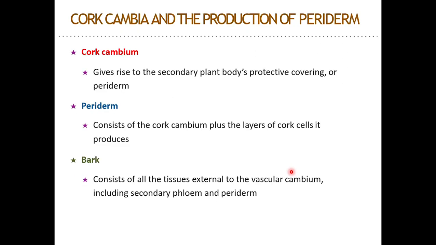So cork cambia and the production of periderm. Cork cambium gives rise to the secondary plant body's protective covering, or the periderm. So the periderm consists of the cork cambium plus the layers of cork cells it produces. And then finally, the bark. The bark consists of all the tissues external to the vascular cambium, including secondary phloem and periderm.